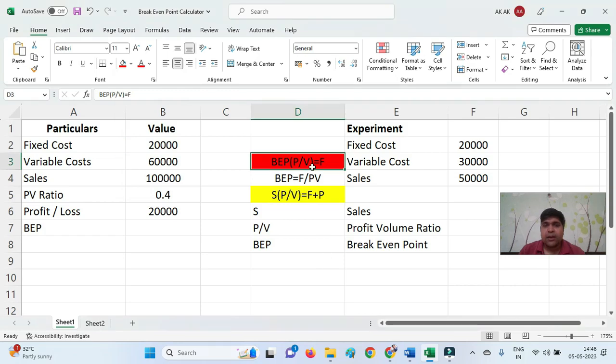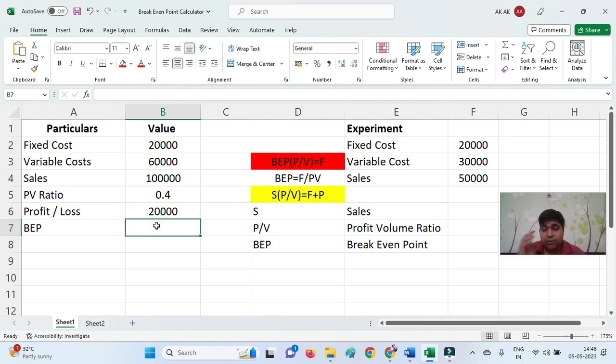Say it this way: BEP is sales only, but when there is no profit, no loss. So BEP multiplied by PV ratio is equal to F, which is fixed cost. What is the difference in these two formulas? Sales has been converted into BEP and profit has been converted into zero. So no profit, no loss. So only F.